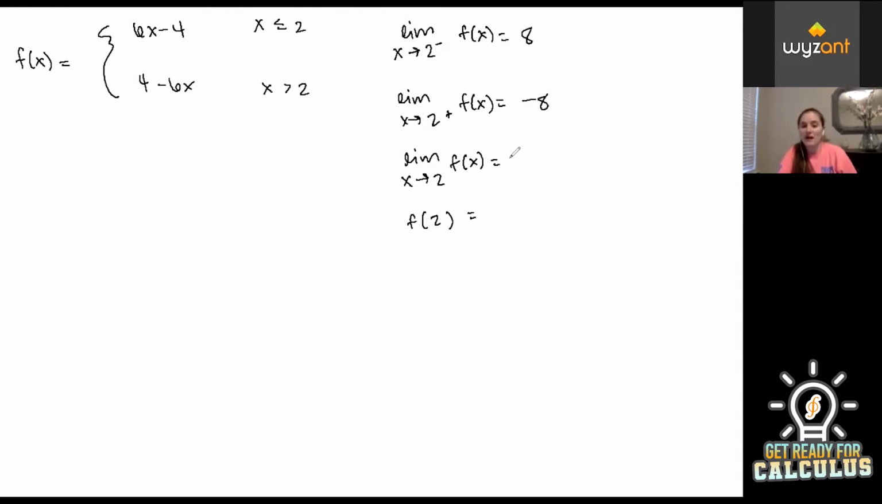Because those don't match, the limit does not exist, but if they did match, it'd be whatever they both were. And then f of 2, I'm looking for where the equal sign is. So here the equal sign is on this function. So I'm going to be plugging into this guy again and get 8. Right. If all 4 of these things matched, we would call it continuous.